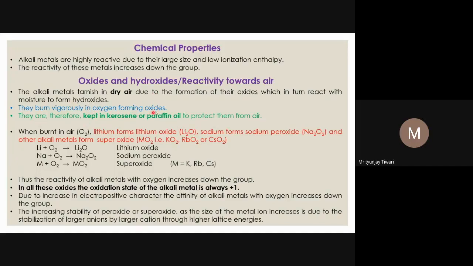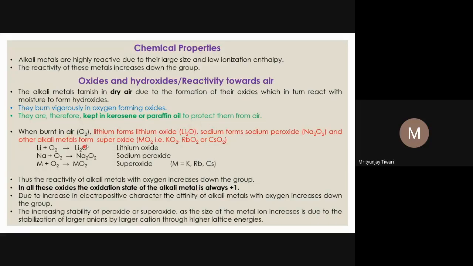So they burn vigorously in oxygen, forming oxides. Vigorously means very highly reactive towards oxygen. They are therefore kept in kerosene or paraffin oil to protect them from the air, because if you keep them in open air, they will immediately react with the water or oxygen, immediately meaning very fast. That is why we put them into kerosene. They also react very fast with water, which is why we don't put them in water. We keep them in kerosene or paraffin oil because they do not react with it, and that way they are also insulated from the oxygen in the air.